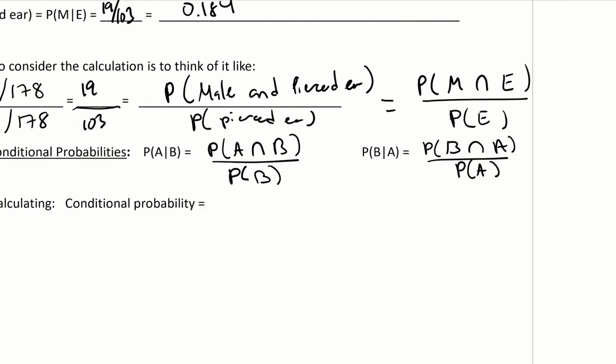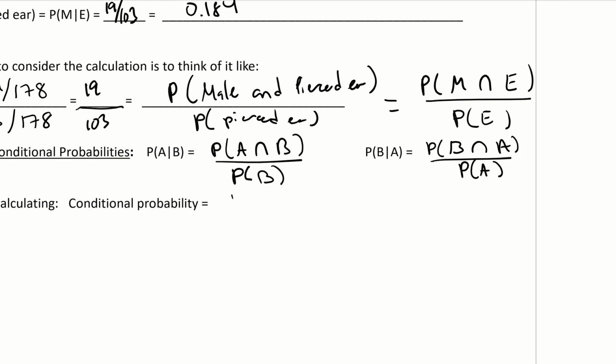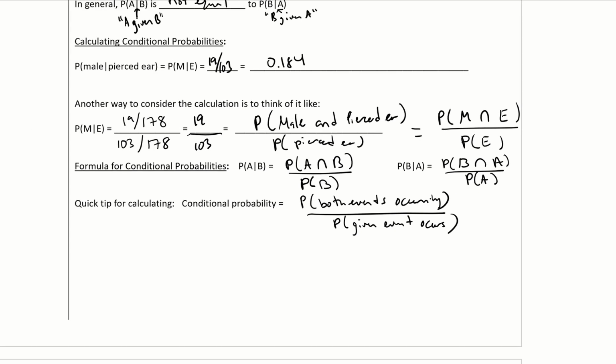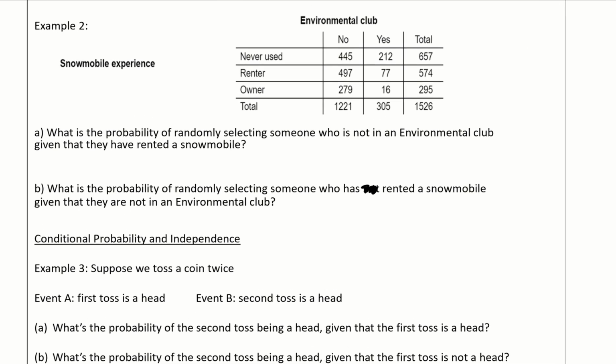Now, the quick tip for calculating is that the conditional probability is the probability of both events occurring. So the probability that they both occur on the top over the probability that the given event occurs. Okay, so it's the probability of both divided by the probability of the given event. And that's how you calculate the conditional. If you remember that little tip, you should be able to calculate any conditional. All right, so let's look at another example.